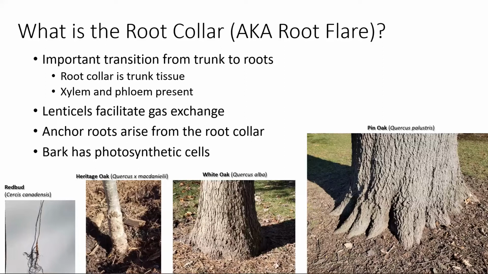And finally, there are photosynthetic cells in the bark. So we know that there's actually a little bit of photosynthesis that goes on in that area that we know as the root collar. And you can see here in these pictures trees of different ages. We've got a little redbud that has a less easy to see root collar, but it's present, all the way up to this giant pin oak, probably a 40-inch plus diameter tree, with a very well-defined and visible root collar or root flare.